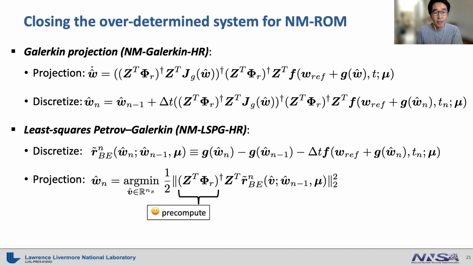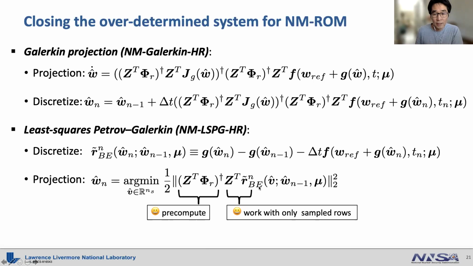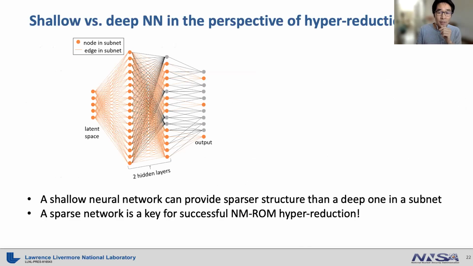but those can be pre-computed as usual. And thanks to the sampling matrix Z in front of the nonlinear residual term, this can be efficiently computed. However, because we have introduced the nonlinear function G, we have to pay special attention to the structure of the neural net, because that matters for the efficiency of the nonlinear manifold reduced order model. So let's first look at a neural network with two hidden layers, just for demonstration purposes.